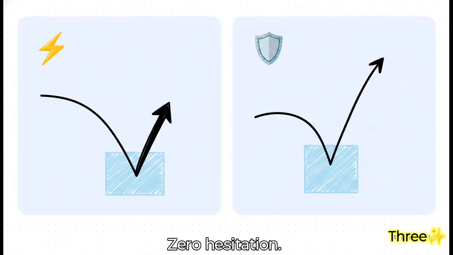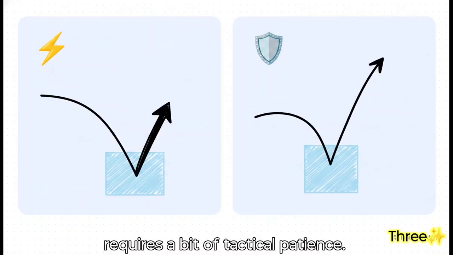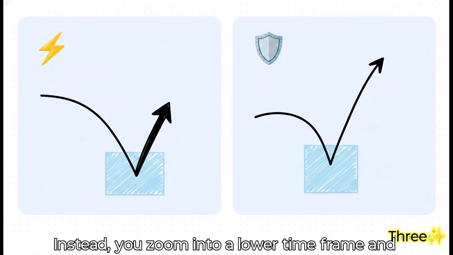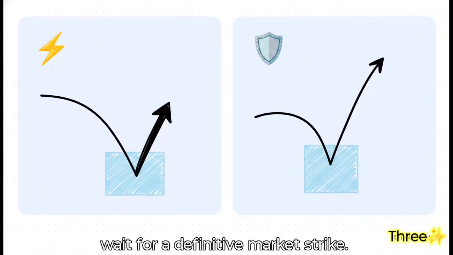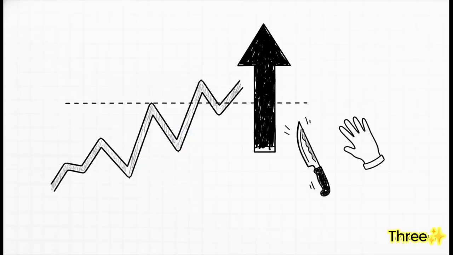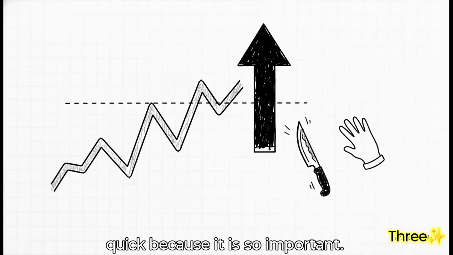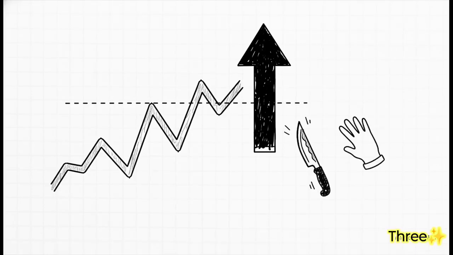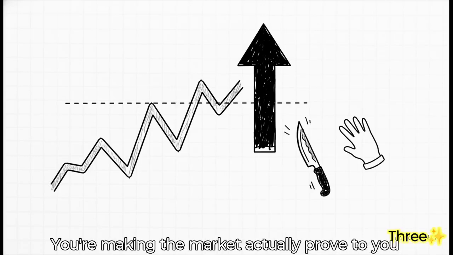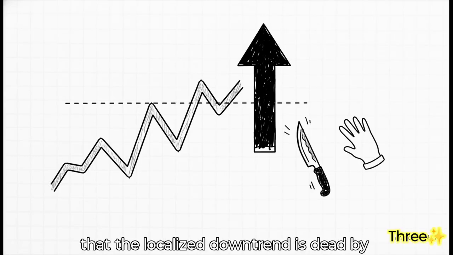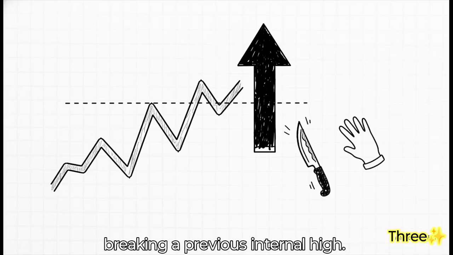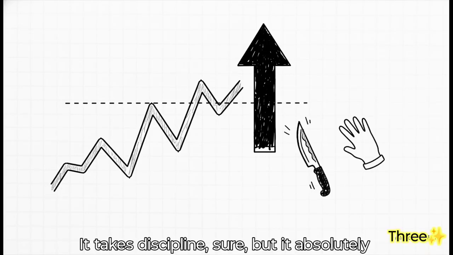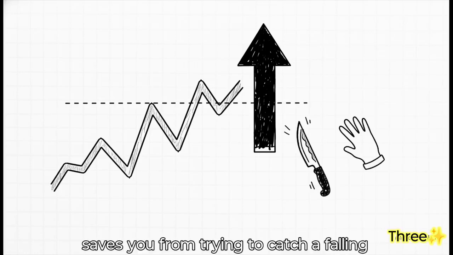Zero hesitation. The conservative entry, on the other hand, requires a bit of tactical patience. You don't jump in right at the zone. Instead, you zoom into a lower time frame and wait for a definitive market structure shift to happen first. Let's clarify that conservative entry really quick because it is so important. Waiting for the internal structure to shift bullish before entering means you are letting the pullback totally finish its business. You're making the market actually prove to you that the localized downtrend is dead by breaking a previous internal high. You only execute after the market tips its hand. It takes discipline, sure, but it absolutely saves you from trying to catch a falling knife.